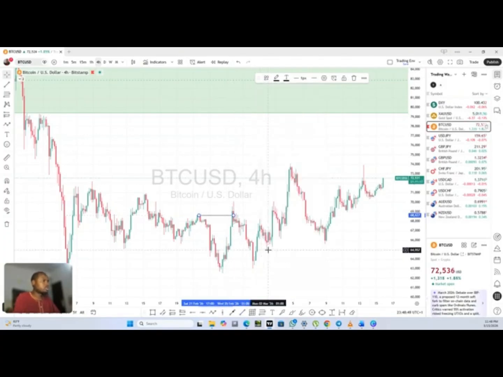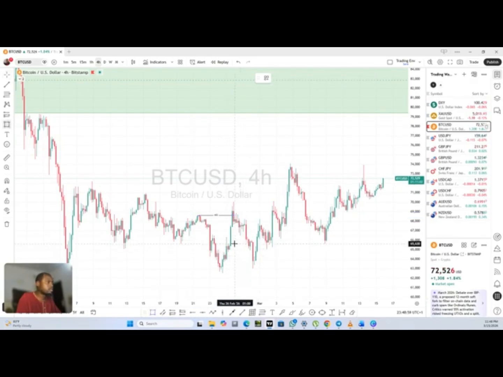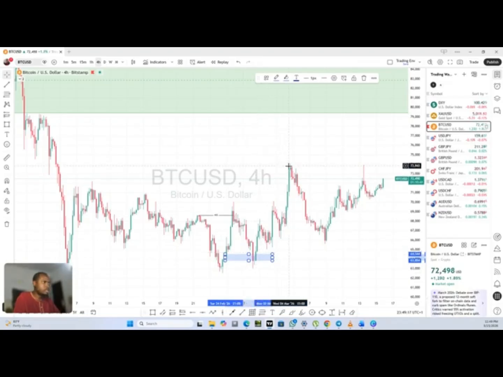That is market structure shift. So as you can see here, we have this order block here. So we can just mark this as our structure at that time when market is here. And as you can see, market comes back, taps in, and dishes out this buy.